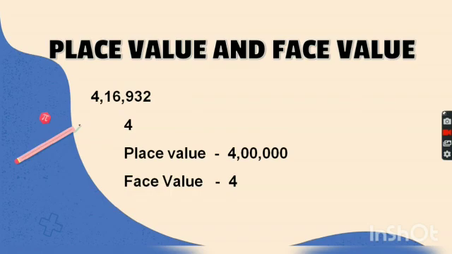Number. 4 is in which place? Lakhs place. The place value of 4 is 4 lakhs. Face value is 4. Then move on to the next place, 10,000. The 1 is in the 10,000 place. How will you write this? 10,000. Face value is 1.